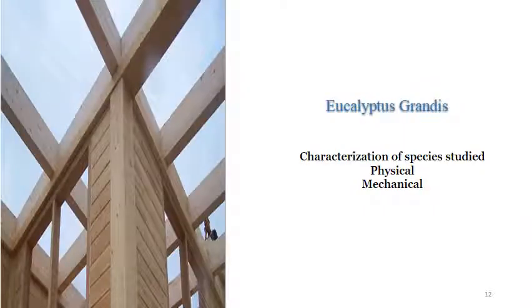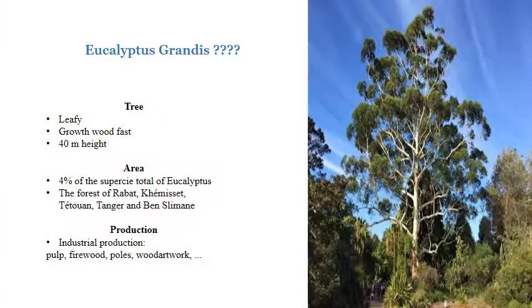To better understand the material used, in this step we will explain the results of the characterization of the selected Eucalyptus grandis species. The specifications of this tree: Eucalyptus grandis is a leafy, fast-growing wood, 40 meters in height. In Morocco, it represents 4% of the total eucalyptus area, in the forests of Rabat, Chemisset, Tetouan, Tangier and Ben Slimane. We use this tree in industrial production: pulp, firewood, poles, wood artwork.